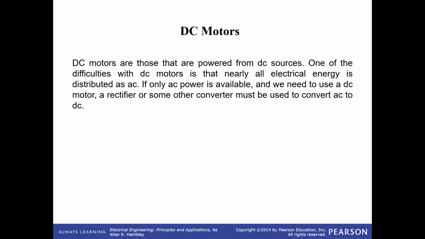So exactly what is a DC motor? DC motors are those that are powered from a DC source. One of the difficulties with DC motors is that all electrical energy is distributed as AC. So if only AC power is available, we need some rectification. We convert the AC voltage into a DC voltage by using some electrical circuit, for example, a rectifier and so on.